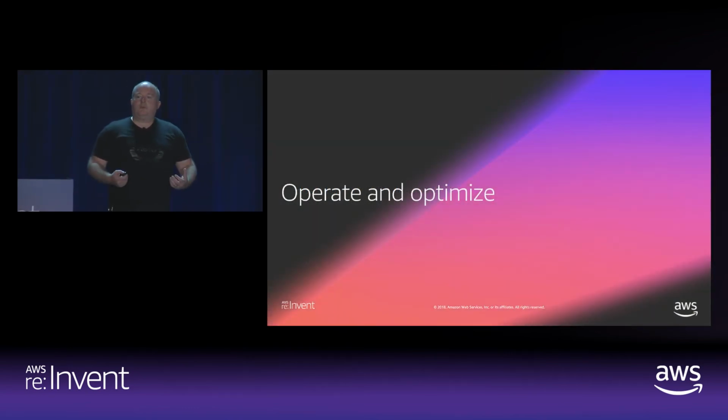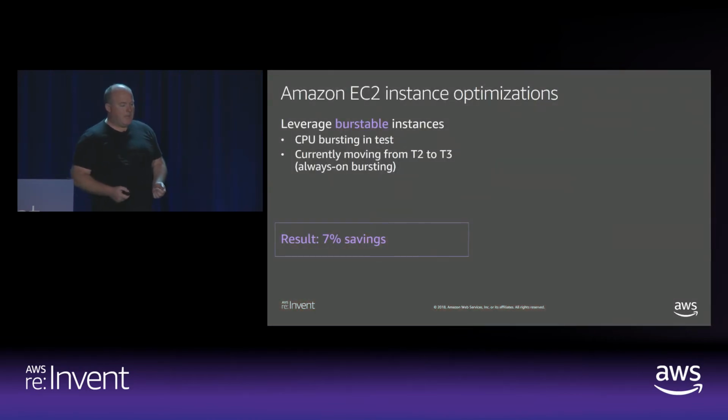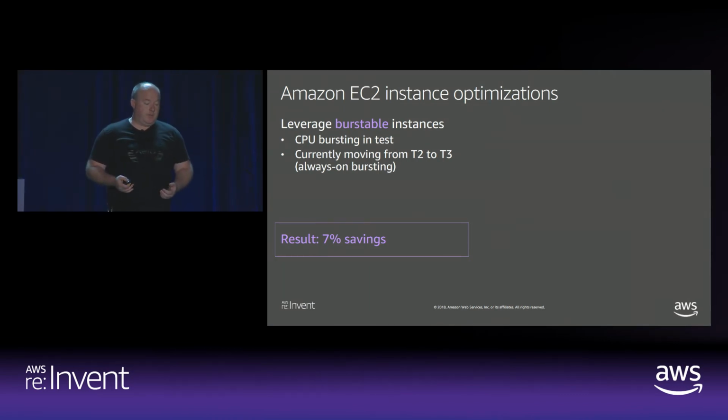I'd like to talk about how we operate and optimize our EC2 environment now. In our test environments, we leverage burstable instances. So this is the T server class. And what this enables us to do is there's a feature available which allows the instances to burst above their allocated CPU. We're currently in the process of moving from T2 to T3. And one of the key features with T3 is this always-on bursting is enabled by default. And we expect to see a 7% saving. And we find this is a good fit in our test and development environments.